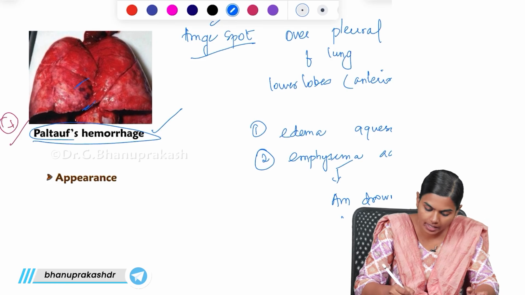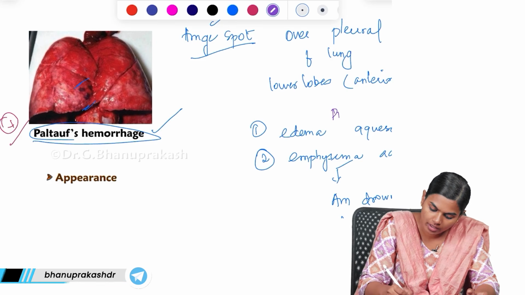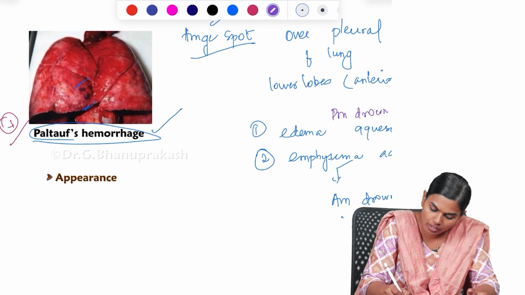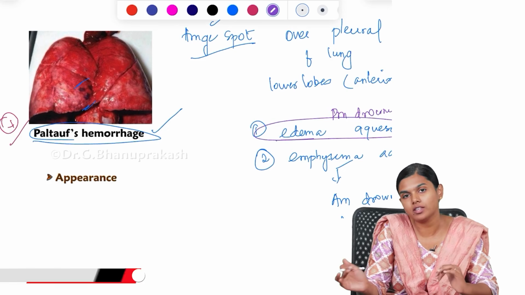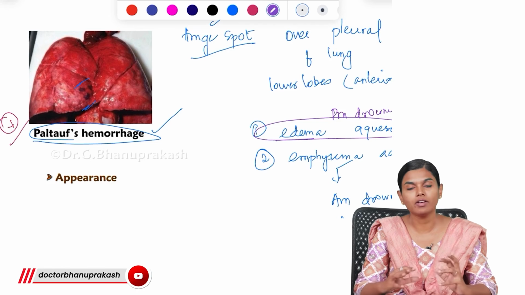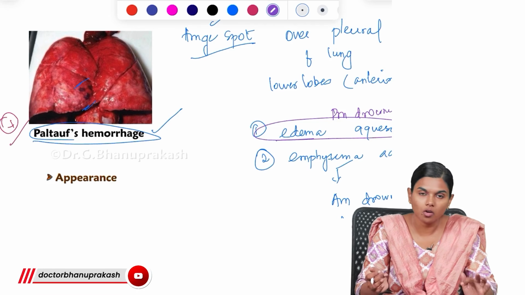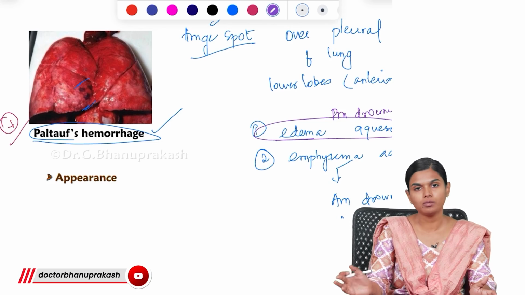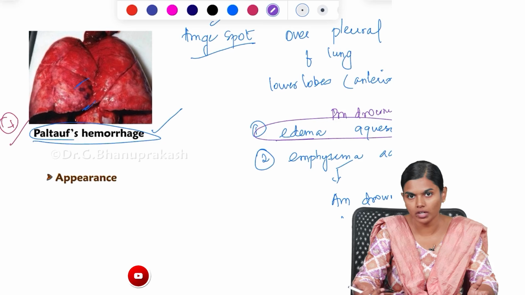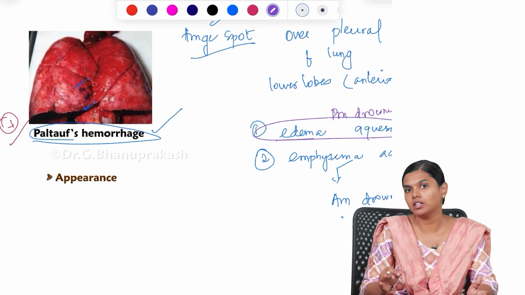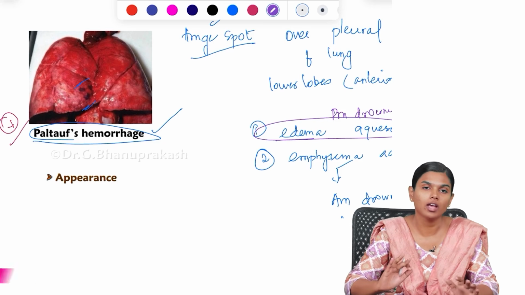And if it is a case of post-mortem drowning, you will only see the pulmonary edema, not these emphysematous features. These are very obsolete now, they are not using them now, but just to know what edema aquosum and emphysema aquosum are: edema aquosum is seen in post-mortem drowning. Emphysema aquosum is seen in antemortem drowning, but these are not accurate.